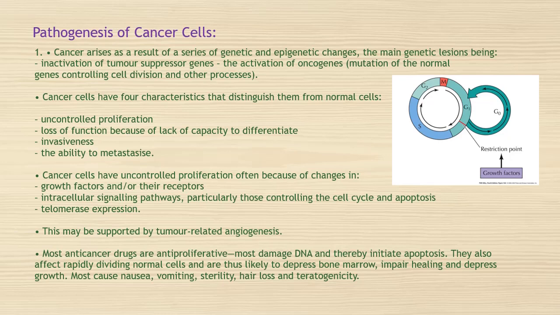Because of the involvement of metalloproteinases also, the cancer cells rapidly spread to the other organs as well, and they keep on invading the other nearby tissues. Next property is metastasis.